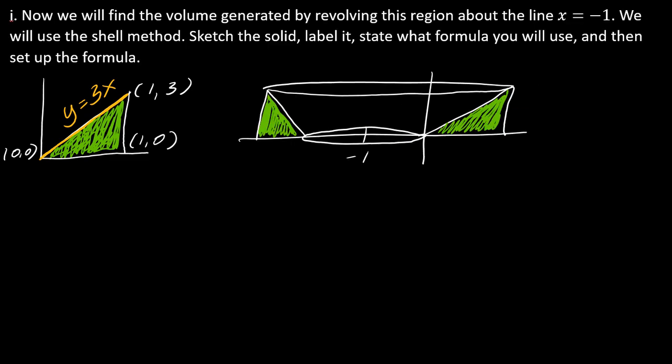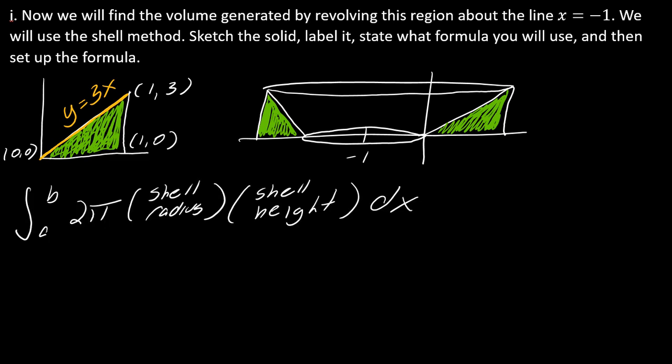Okay, next up. Now let's talk about revolving about the line x equals -1. I've already got my solid drawn here. I feel like we kind of know which way we need to go with this, but now we have to keep everything straight. I'm revolving about x equals -1, which is parallel to the y-axis. That means I am integrating with respect to x, right? So I am integrating everything with respect to x.